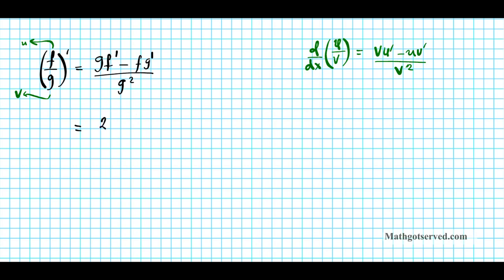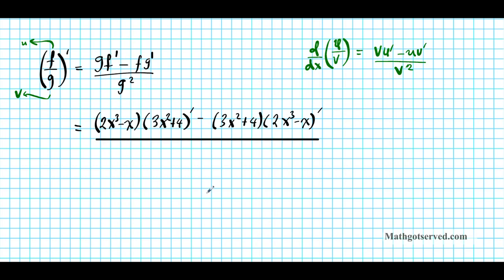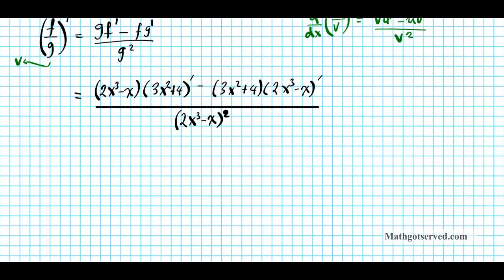So g is 2x to the third minus x, times f prime. So what is f? Let's write down what f is. f is 3x squared plus 4, prime, minus f, which is 3x squared plus 4, times g prime. We know that g is 2x to the third minus x, prime. This entire expression divided by g squared. So what is g? g is 2x to the third minus x, squared. Okay? All right, now let's go ahead and differentiate it.